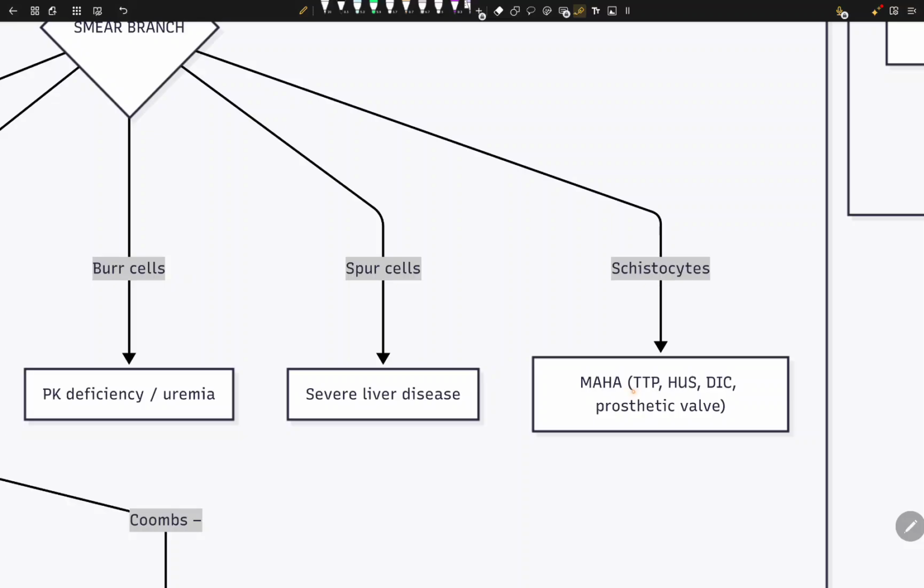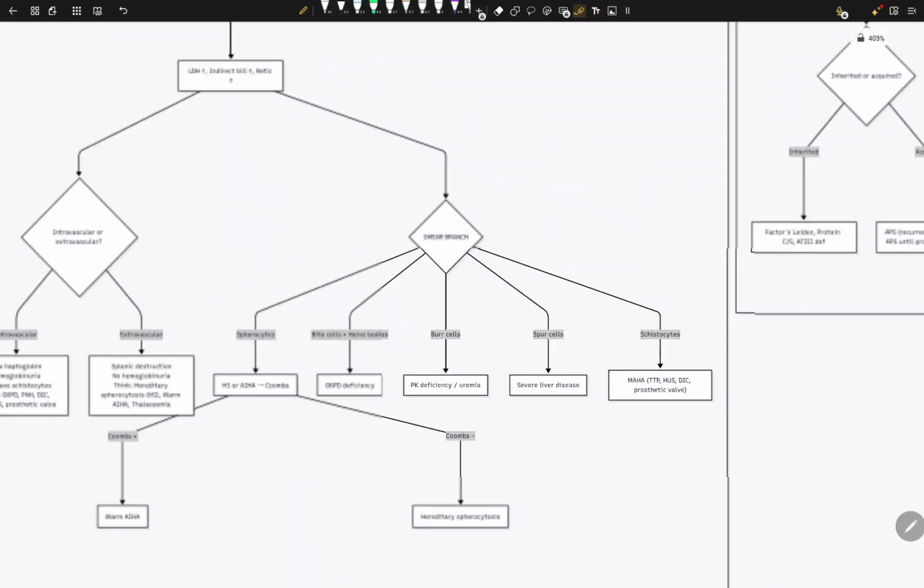So in all three diseases and in prosthetic valve, the mechanism is kind of the same. With a prosthetic valve, I don't know what the material is, but the RBCs get mechanically sheared by the valve. That's it. If we can repair the valve, we can have a good prognosis. So that is schistocyte.